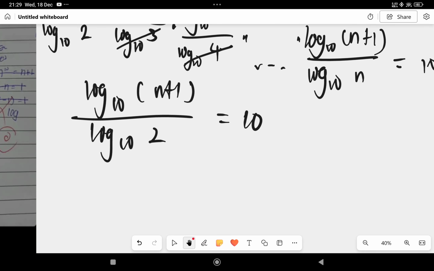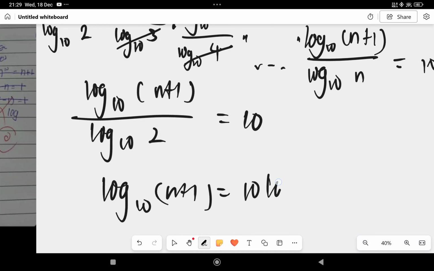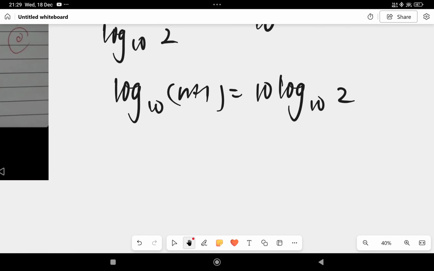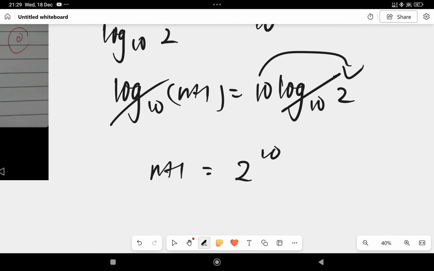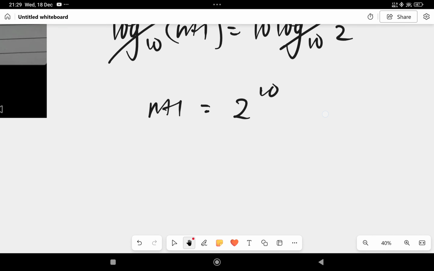So how do we find the n? Easy, right? So log 10 n plus 1 equals 10 times log 10 2. Okay, so we solve for n. This will cancel out, left with n plus 1 equals 10 to the power of 2 to the power of 10. Why? Because I bring it over, so I can cancel out the log 10 because we are doing comparison. So n is equal to 2 to the power of 10 minus 1.